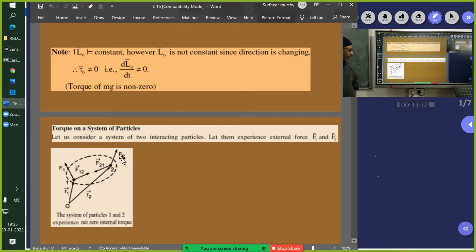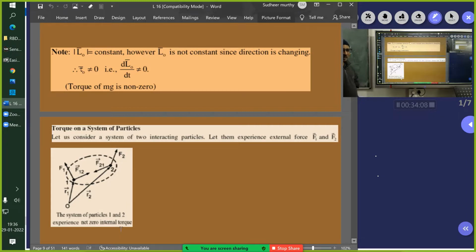Now F1 bar and F2 bar are the two external forces acting on points 1 and 2. At the same time, these two particles are particles of the rigid body. So therefore, they have interatomic forces, and there is force between the two. And this I am showing as F12 bar and F21 bar. I am sure all of you will appreciate that these two forces are equal and opposite. So the system of particles 1 and 2 experience net zero internal torque.